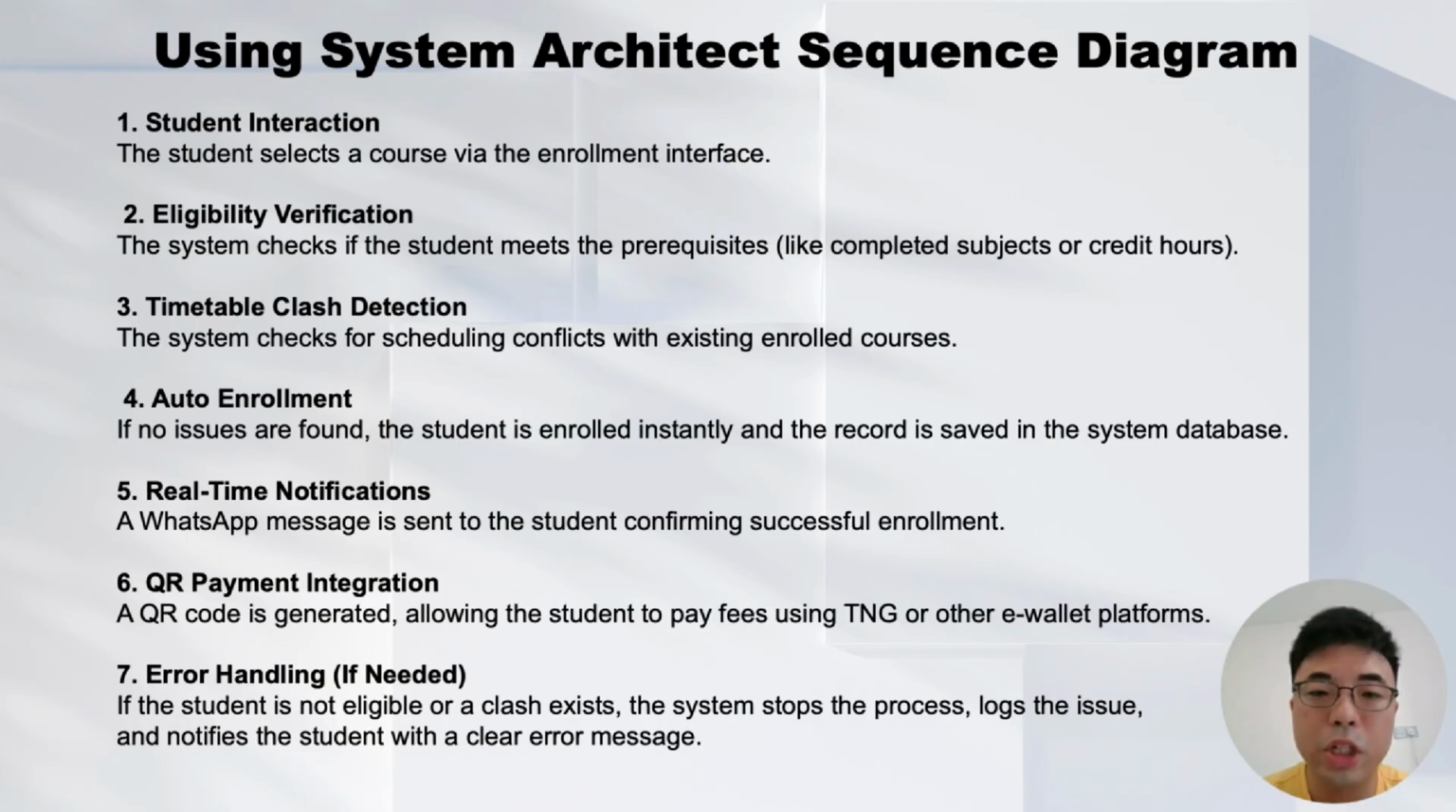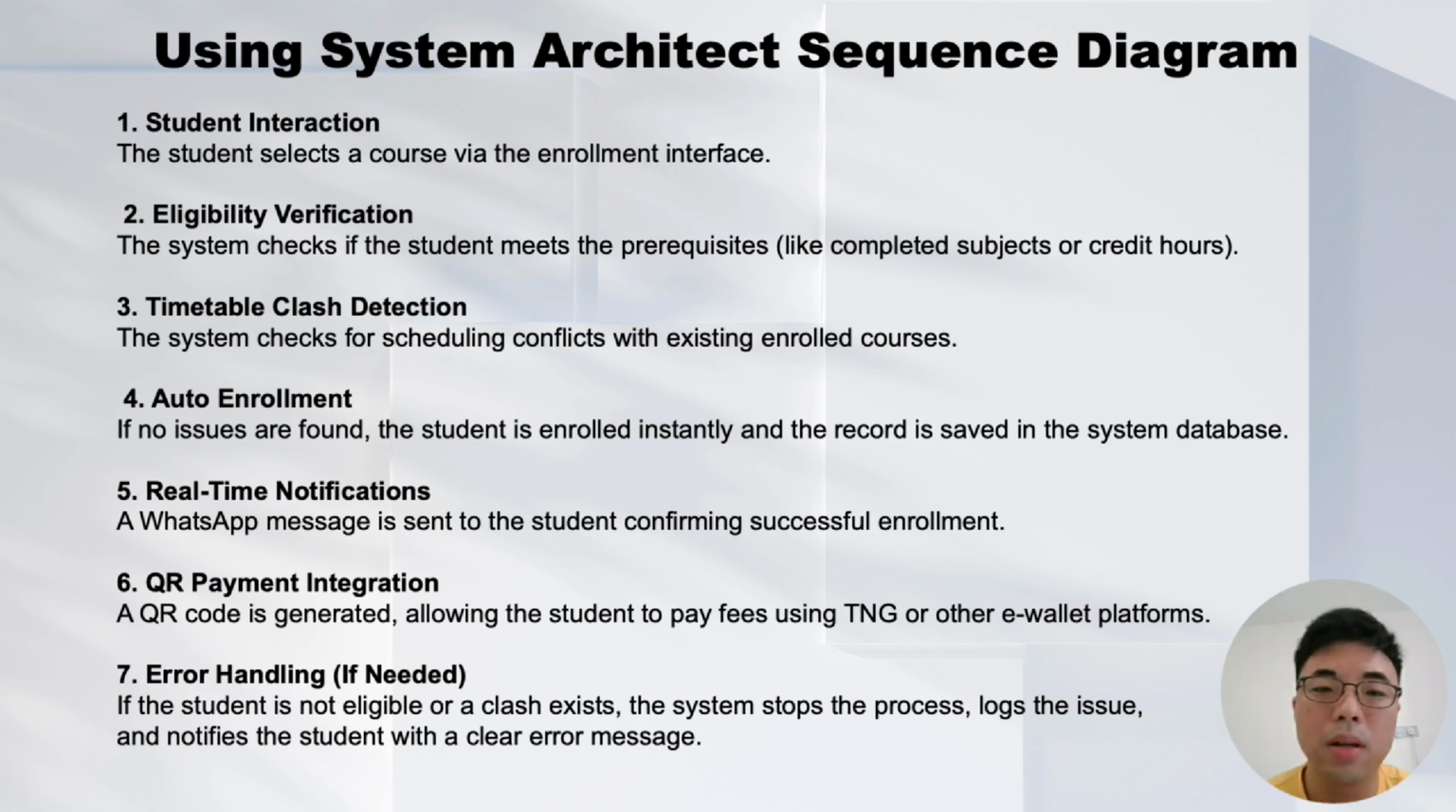The previous slide is showing the sequence diagram. This diagram shows the full flow when a student enrolls in a course. First, the student selects a course from the system. The backend checks eligibility and timetable clash. If there are no issues, the system auto-enrolls the student, sends a WhatsApp confirmation, and generates a QR code for the payment. If the student is not eligible or there is a clash, the system shows an error and logs the events.